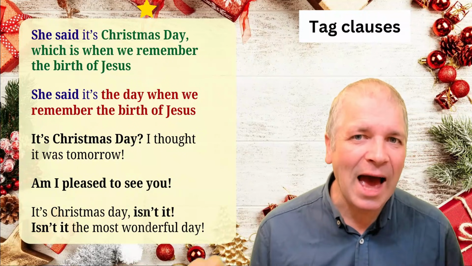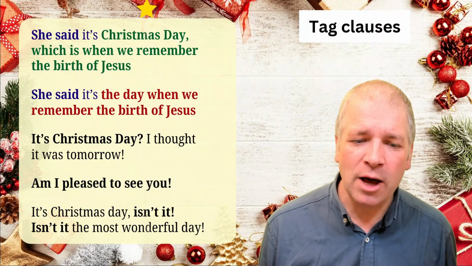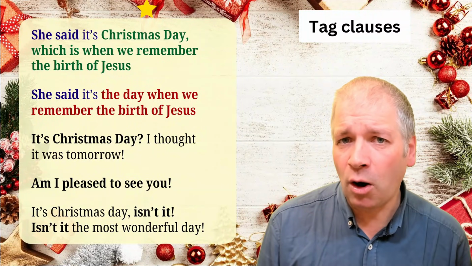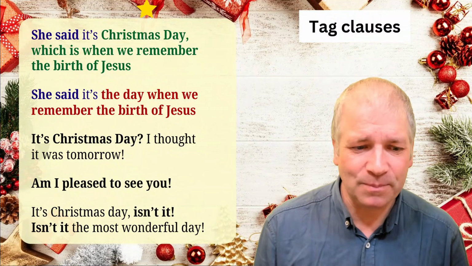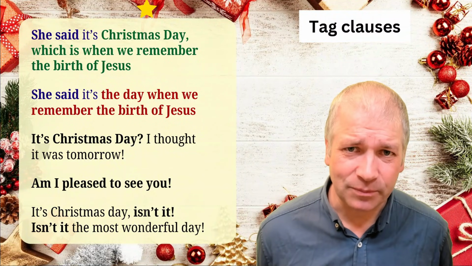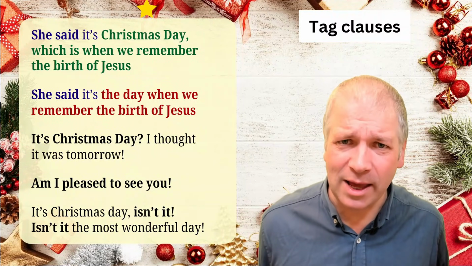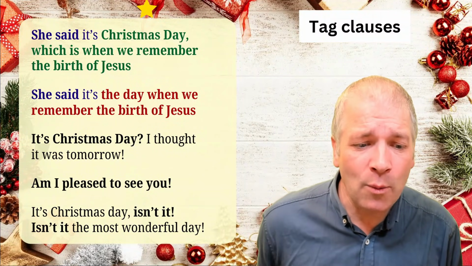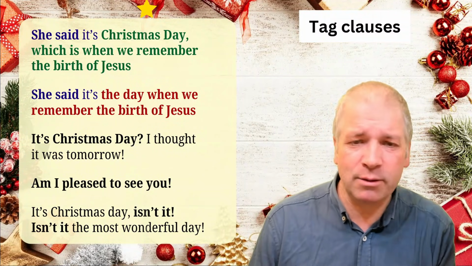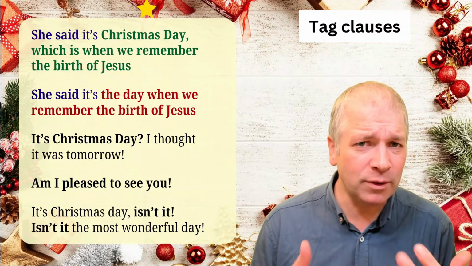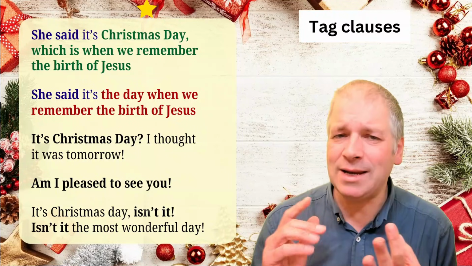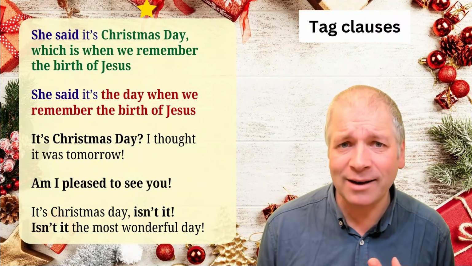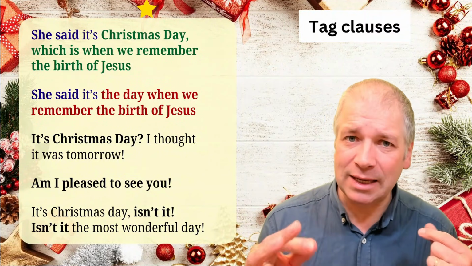And we also have tag clauses in English. This is where we repeat the auxiliary at the end or at the beginning of a sentence for particular reasons. It's Christmas Day, isn't it? Isn't it the most wonderful day? So both of these are tags. The first one's the most common one, where we repeat the auxiliary, which here is the verb to be. Remember, with the verb to be, we don't need do or have or any other auxiliaries. If it was not the verb to be, then we would need do or have or had instead. But because it's the verb to be, we keep it.